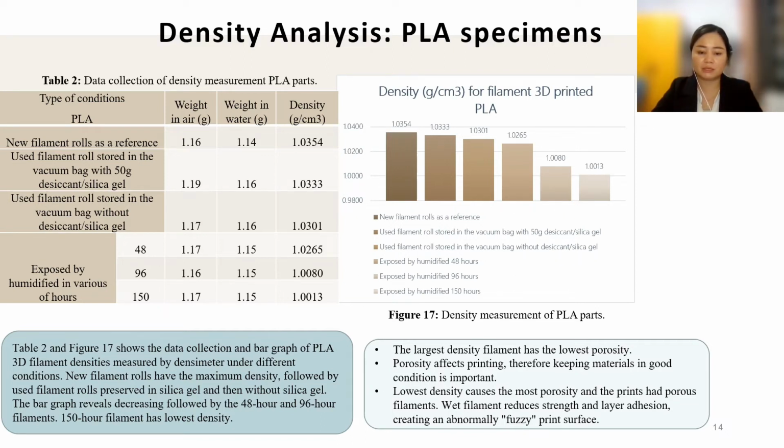Porosity affects printing. Therefore, keeping material in good condition is important. The lowest density causes the most porosity, and the prints had porous filaments. Wet filaments reduce strength and layer adhesion, creating an abnormally fuzzy print surface.